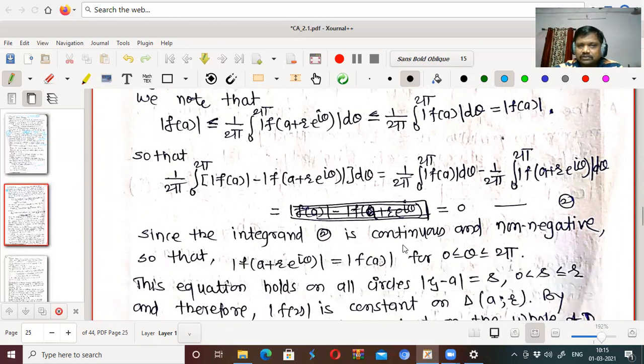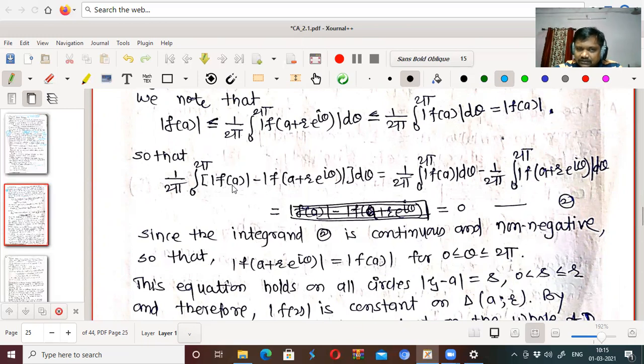Since the integral is continuous and non-negative, mod of f of a plus r e to the power i theta must be equal to mod of f of a for theta lying between 0 to 2 pi. Why have we written this? Because this is non-negative.